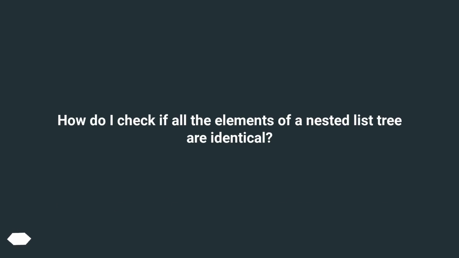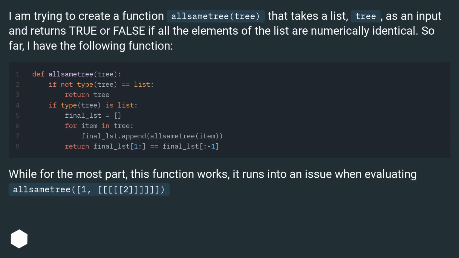How do I check if all the elements of a nested list tree are identical? I am trying to create a function allSameTree(tree) that takes a list, tree, as an input and returns true or false if all the elements of the list are numerically identical. So far, I have the following function.